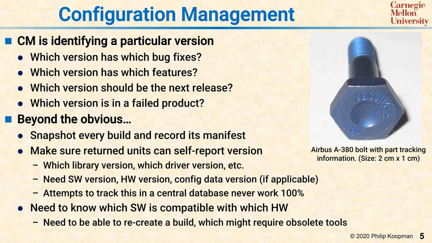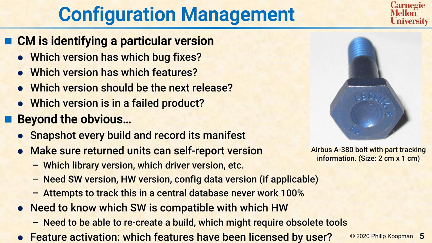Finally, in a particular system, there can be feature activation, which is the features that have been licensed by a particular user. It's common in embedded systems to have more functions built in than you initially sell, and then have users pay additional fees to activate those other features. If you're trying to track down a bug, or you're trying to recreate a system after, for example, a spare part has been installed and you need to reprogram it, you also need to know which features are supposed to be activated to restore the system to its proper operation.